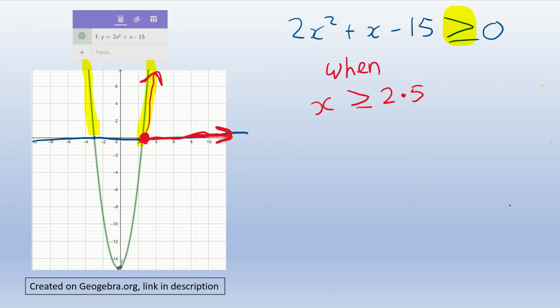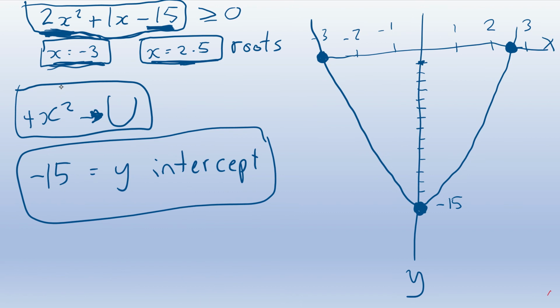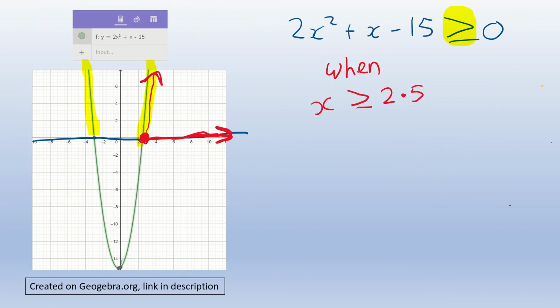So that 2.5 there, if we were to look back to my working out here, that was one of my roots. So from 2.5 onwards, my graph is only going to get bigger and bigger. Now you might say, oh, am I finished? Well, there's one more part of my graph where the graph is going to get bigger and bigger, and that's my other root. That's the minus 3.